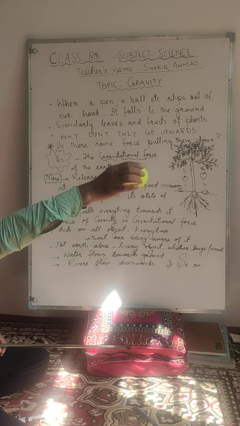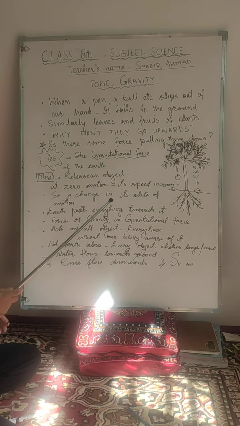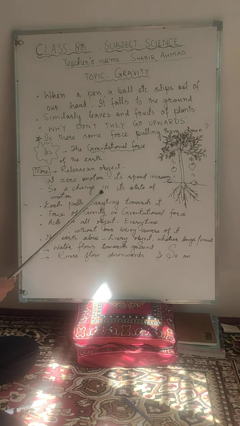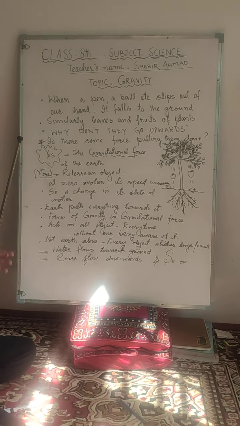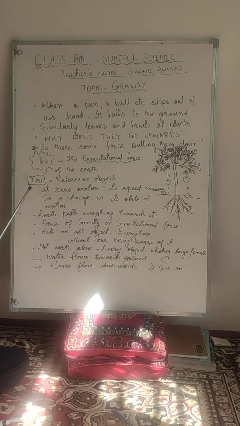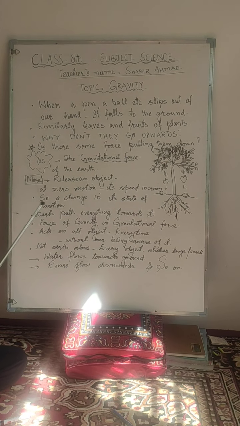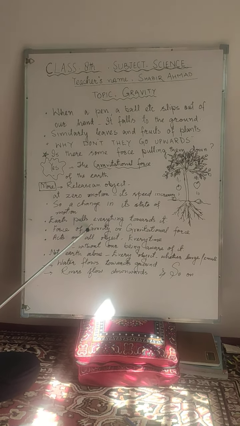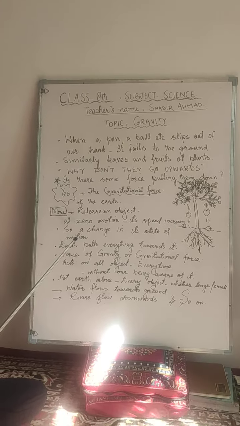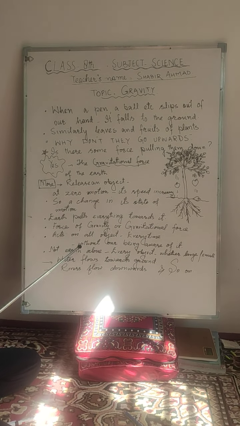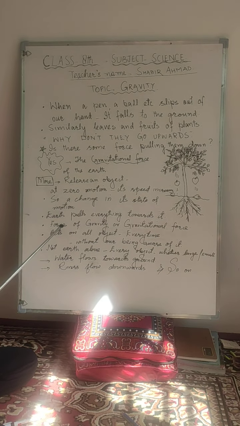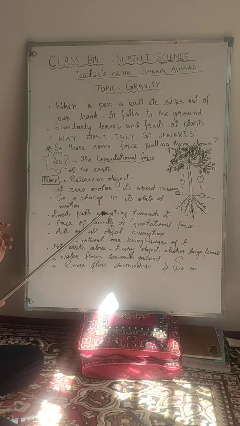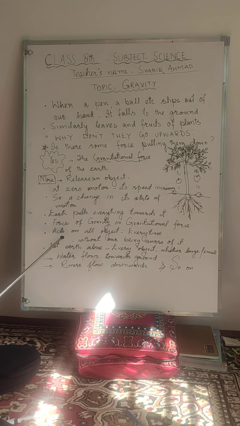When we release it, it starts motion. First of all, its speed is slow, then it increases gradually. So there occurs a change in the state of motion of this ball when it comes down to the ground. So we realize that Earth pulls everything towards it. Earth has a force. That force is called gravity or the gravitational force, due to which it pulls everything towards itself. So this pulling force, this attractive force, is called gravity or the gravitational force.